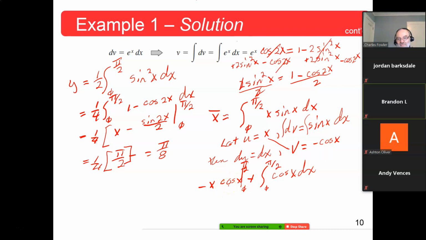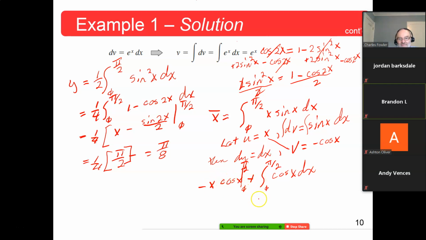So this will be a minus pi halves times cosine of pi halves. Well, cosine of pi halves is 0. Minus a minus, that'll be a plus 0 times cosine of 0, which is, well, guess what? That's going to be 0, because when you plug a 0 in, you get nothing from this part.